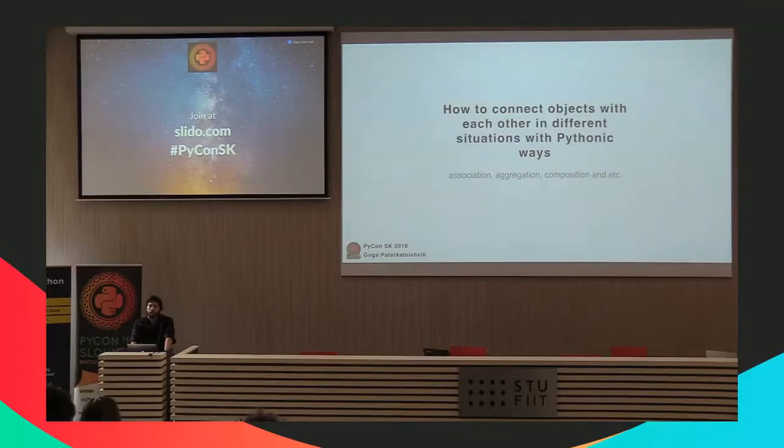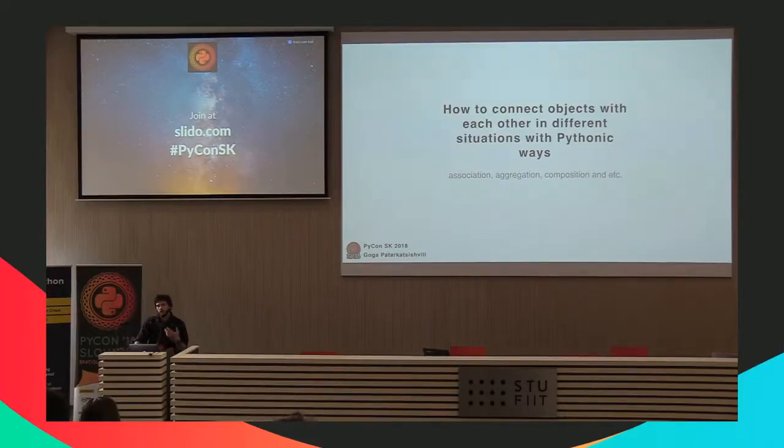Okay, now about how to connect objects in Pythonic ways: when to use aggregation, association, inheritance, and so on. I think it's not hard to see and remember the difference between those kinds of relations, but every time I ask someone about those topics, almost everyone says they have very shallow knowledge about them, for example the difference between aggregation and association. And if someone does have knowledge, they know only the concepts.